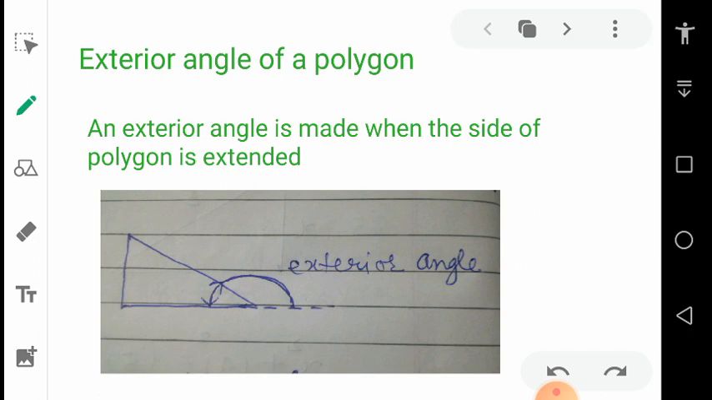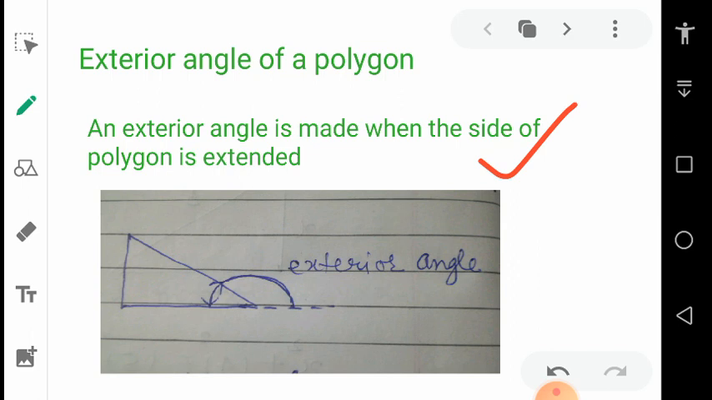As you know, what is a polygon? A polygon is a closed figure made by straight lines only. I hope you know the basics of polygons: triangles, quadrilaterals, pentagons, hexagons, all are polygons. Now, how is an exterior angle formed in a polygon? An exterior angle is made when the side of a polygon is extended. Okay, if you extend any side of a polygon, you obtain the exterior angle.